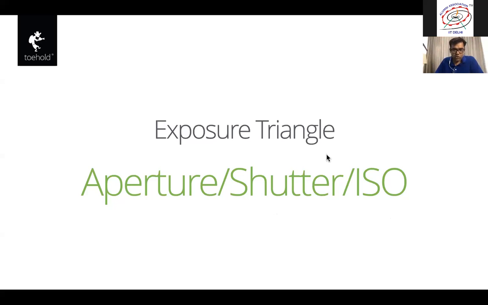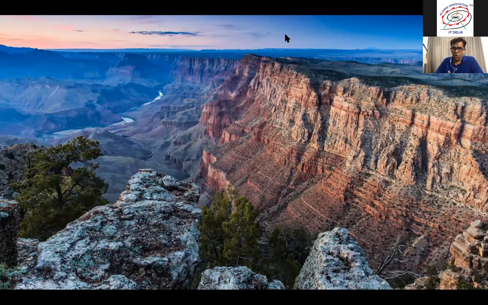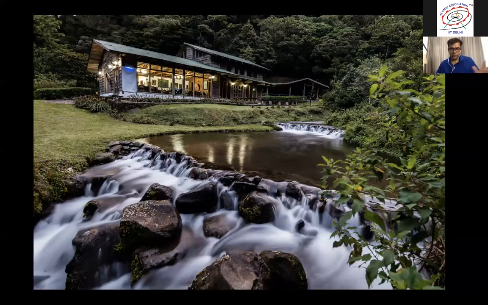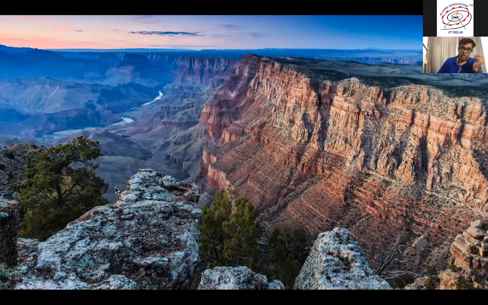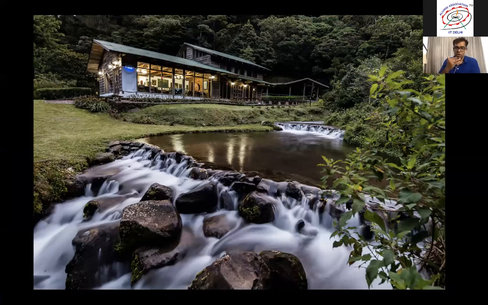Don't want to do too much science there. It's important to know the exposure triangle for photography to become useful. So look at this photograph. Let me go back to the previous one. This is a photograph which was shot using a faster shutter speed. Or in other words, it was not shot using a slower shutter speed. It's normal shutter speed. Now, the next photograph was shot using a slower shutter speed.